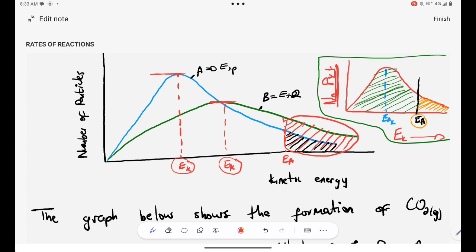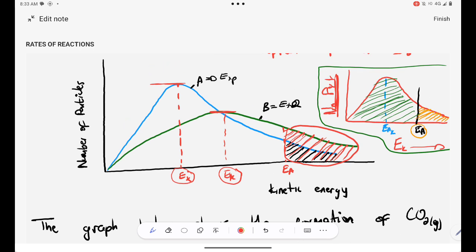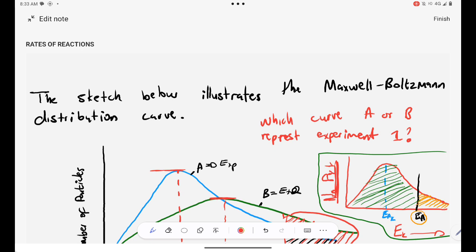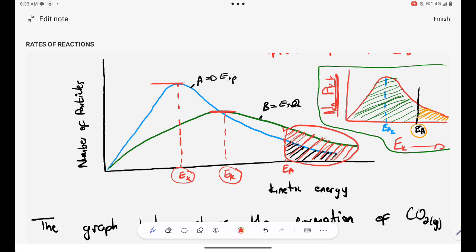And then obviously, with the higher temperature, we'll end up having more particles colliding. That's why the area over there is big. But to answer the question, we're being asked which curve, A or B, represents experiment 1. Curve A represents experiment 1. Why? Because it has a higher peak, number 1, a lower average kinetic energy, number 2, and number 3, it has fewer effective collisions. That's true because reaction 1 occurs at a lower temperature compared to reaction 2.